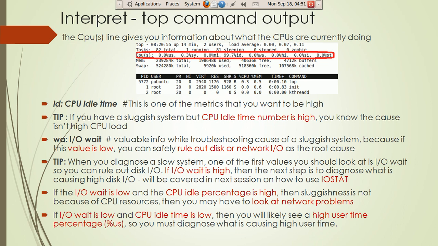If IO wait is low and CPU idle time is also low, then you will likely see a high user time percentage, that is the percentage us. So, you have to diagnose the application which is causing the high usage. As a temporary fix, you can actually kill that, but as a permanent fix, you might have to diagnose it. So, in the next session, I will tell you how to diagnose a high user time issue.